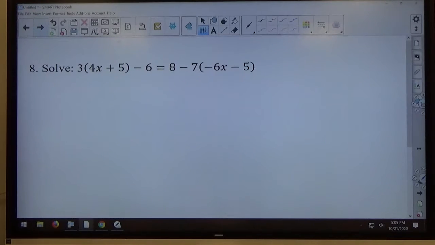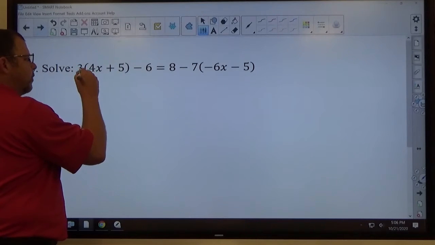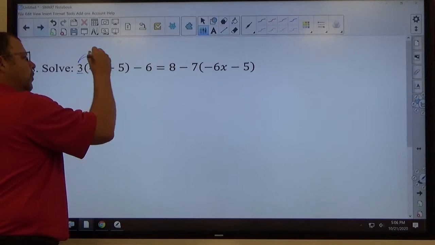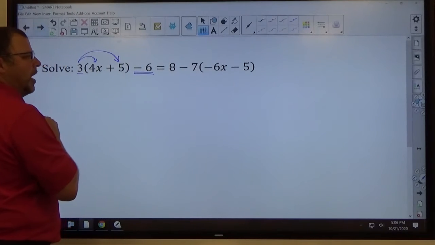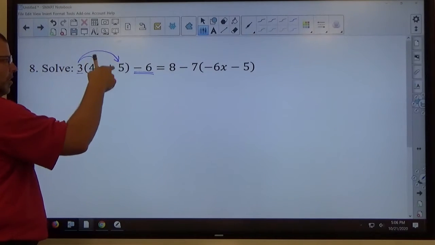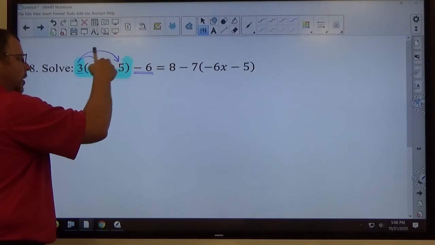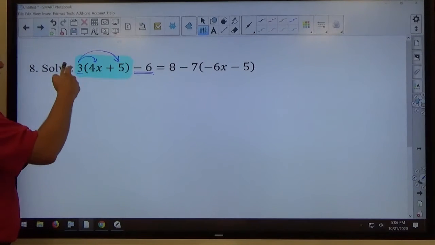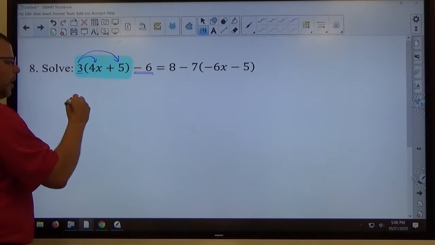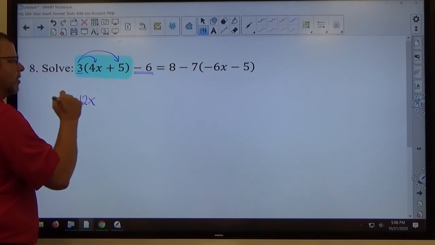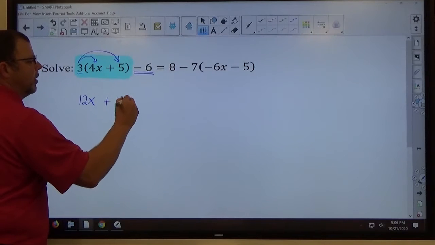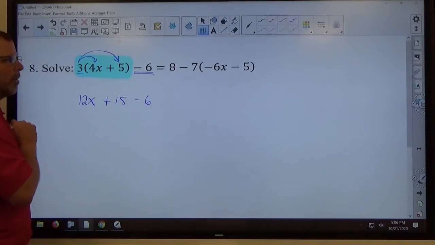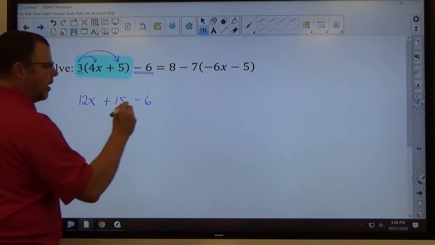Number 8. Here's very much like the last problem, 3 times a parentheses, distributive property. This minus 6 is not in the parentheses, so nothing happens to it. So if I'm fixing just this bit with the distributive property, positive 3 times positive 4x, same sign makes positive 12x. Positive 3 times positive 5, same sign makes positive 15. Minus 6 is just hanging out. We don't do anything with negative 6 yet.